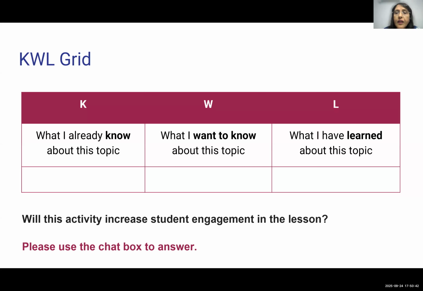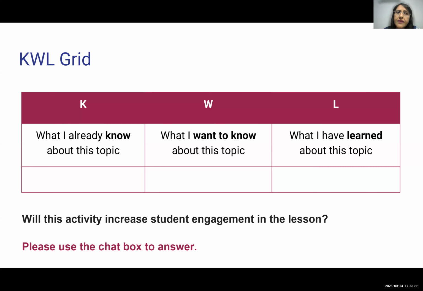W stands for want to know, what I want to know about this topic. And L stands for learn, what I have learned about the topic. Before starting the lesson, the teacher tells the topic and asks the students to note down the words or ideas that they already know about the topic. Students can note down the words in the K column.